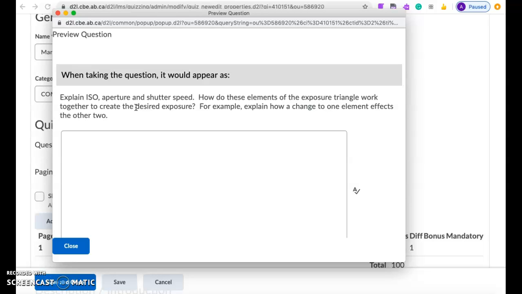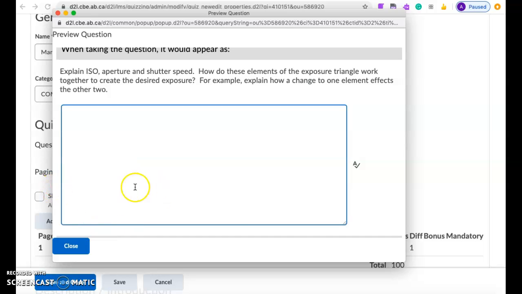So what I want you to do, and I'll know you watched this video if you do this properly, explain ISO's definition, so about 2 sentences, explain aperture's definition, about 2 sentences, and explain shutter speed's definition, 2 sentences. And then I want you to explain all 3 of them together. If you change one element of ISO, let's say, what do you need to do to the aperture?